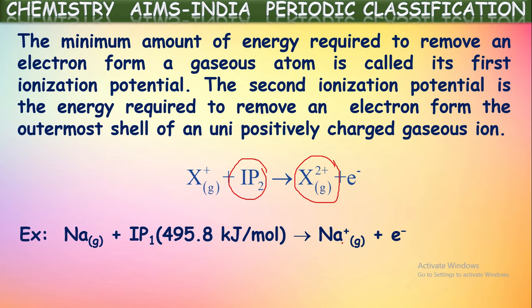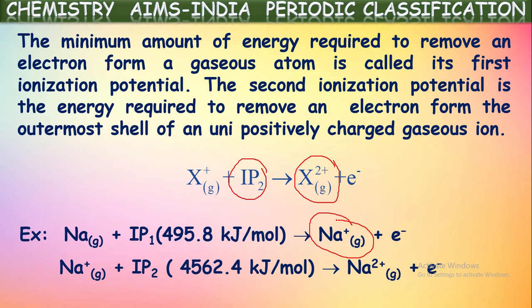Then from this sodium plus ion formed, to remove the second electron it requires some more energy, which we call the second ionization potential of sodium. This is the energy required by sodium for the removal of the second electron. This we call the second IP or second ionization potential of sodium.